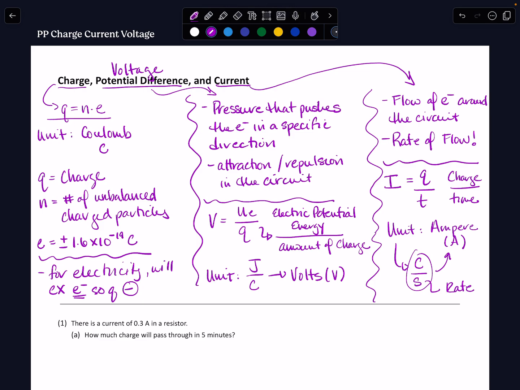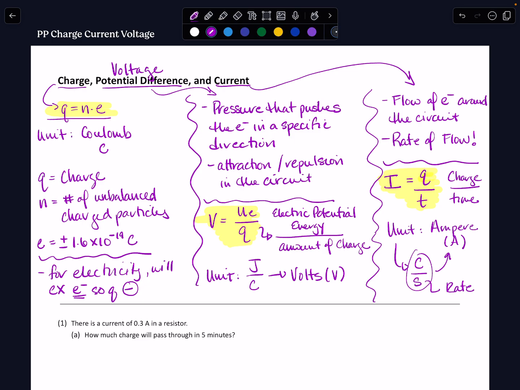We should be able to figure out the charge if we know the number of particles and whether they're positive or negative. We should be able to figure out the voltage if we know the potential energy that's available and the amount of charge that we're trying to move. And we should be able to calculate the current based on the amount of charge that's flowing divided by the time over which we are measuring. So we've got three formulas. I'm going to highlight these just so they stand out a little bit. We've got Q equals N times E, voltage equals the potential energy divided by charge, and current equals the charge divided by time.